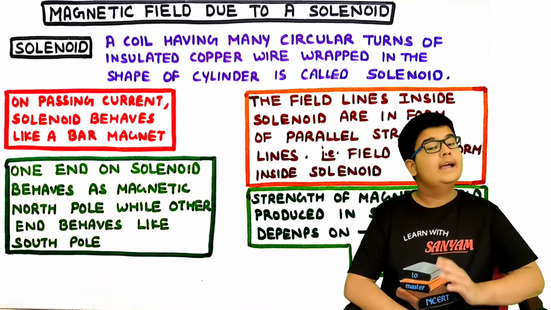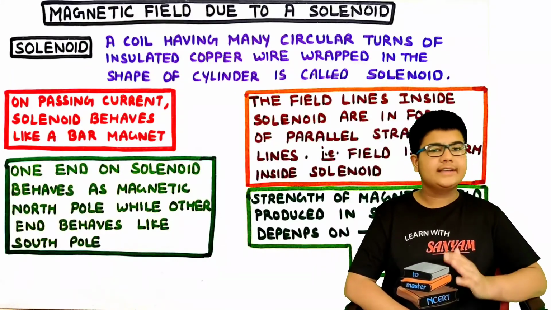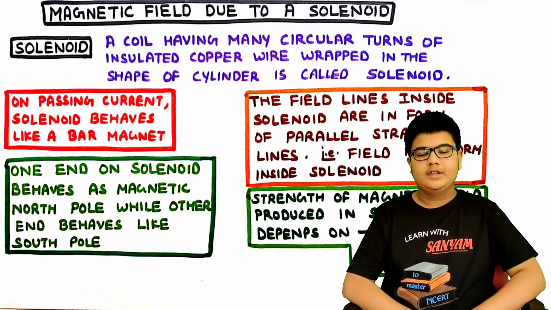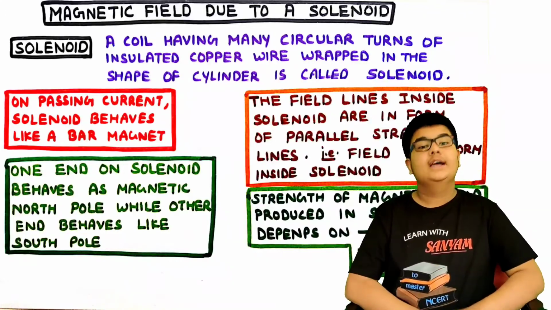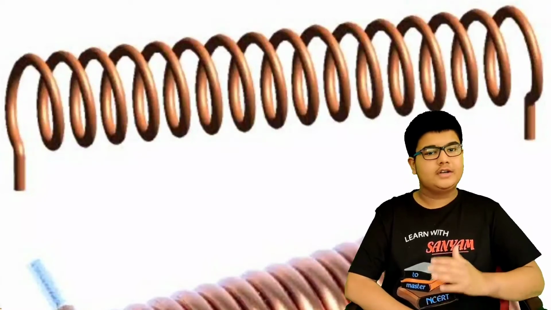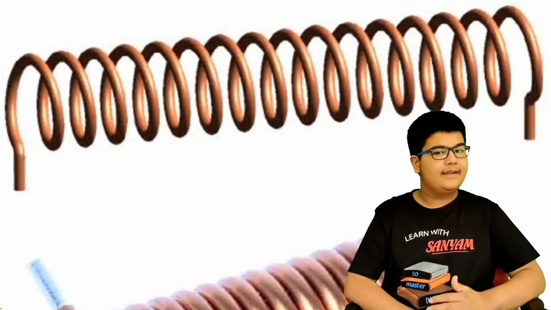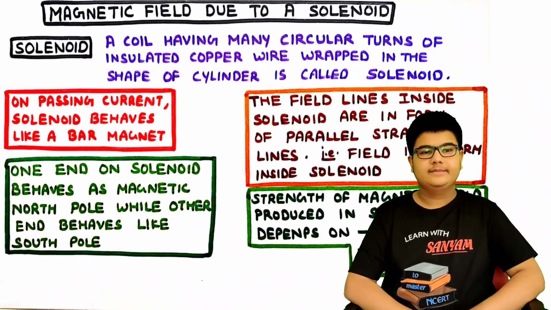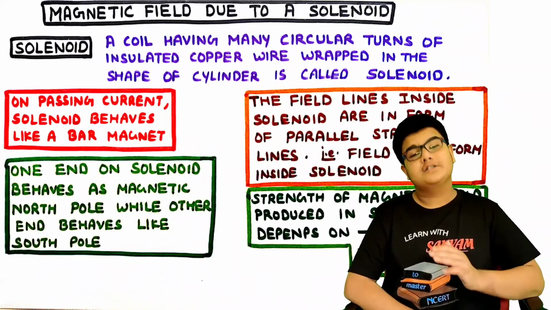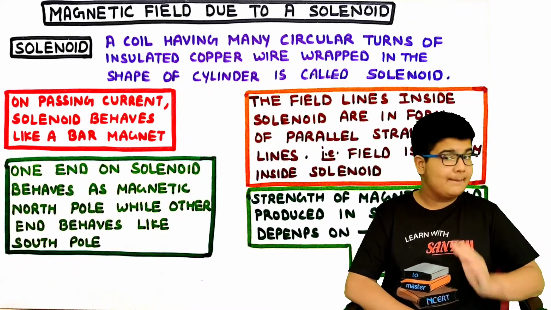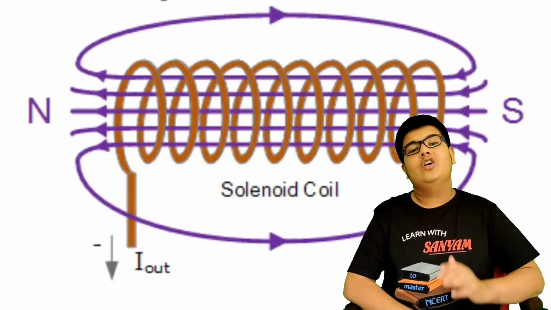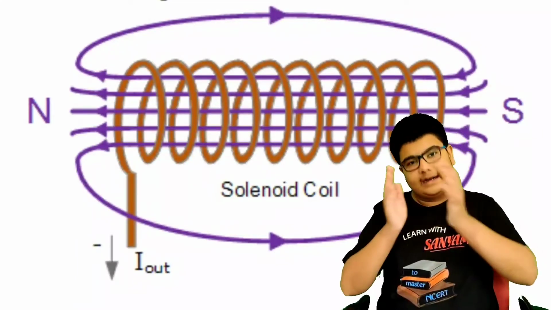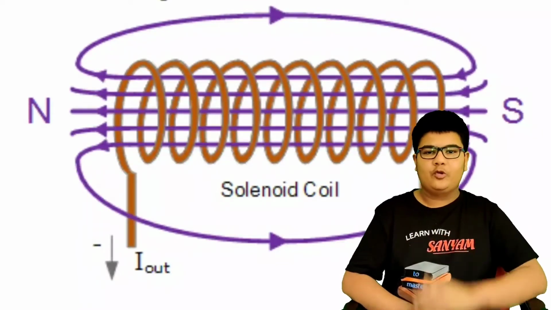Now let's discuss the third case, which is magnetic field due to a solenoid. So what is a solenoid? A coil having many circular turns of insulated copper wire wrapped in the shape of a cylinder is called solenoid. On passing current, a solenoid behaves like a bar magnet. One end of the solenoid behaves as the magnetic north pole, while the other end behaves like a south pole.